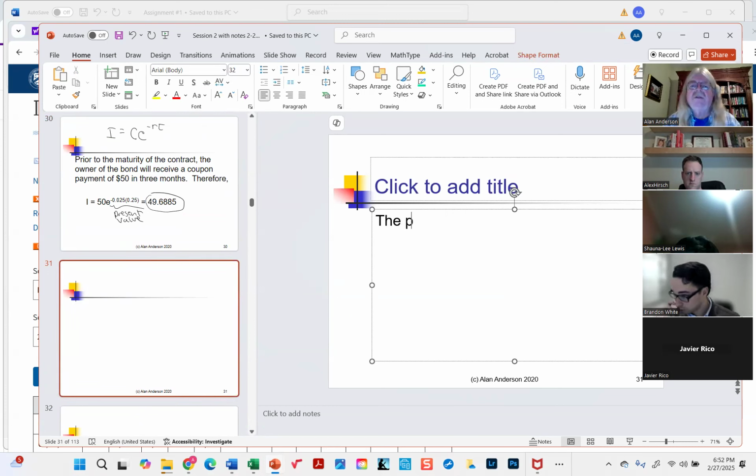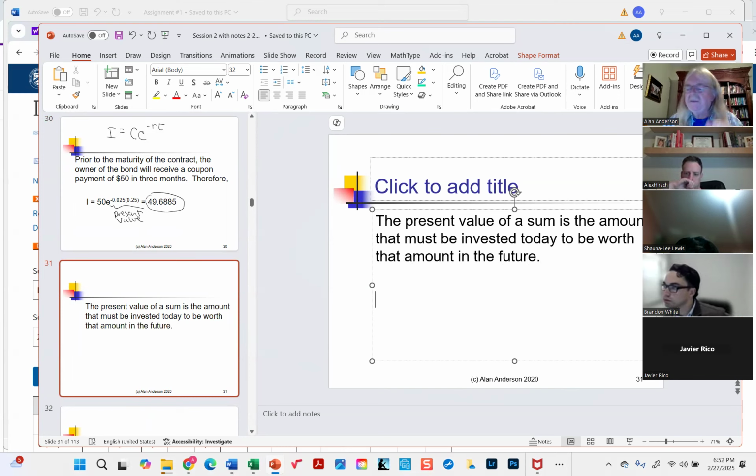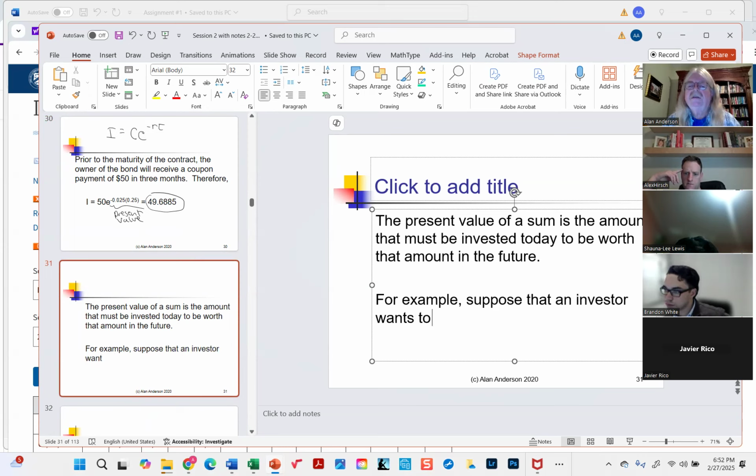The present value of a sum is the amount that must be invested today to be worth that amount in the future. So now let me just give you a quick example of that. So let's just keep it simple. Let's say that, suppose that an investor wants to have $10,000 in 1 year to make a down payment on a house.